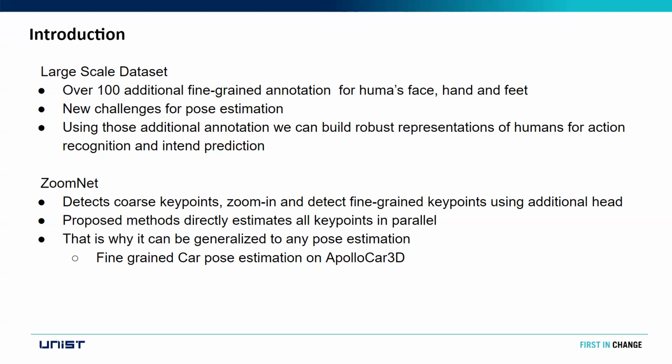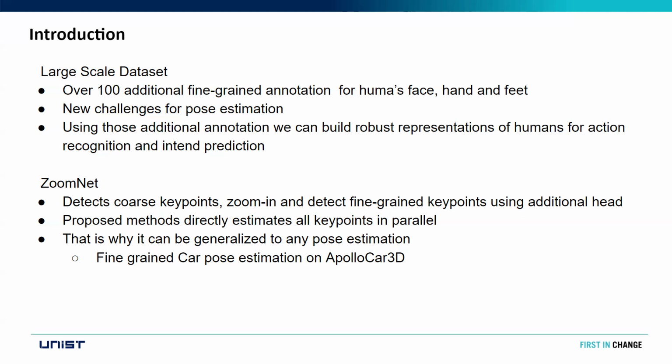Also, using this kind of dataset, we can use human pose estimation for action recognition and intent prediction tasks as well, because these annotations have a lot of key points on the face, hand, and feet of the person.